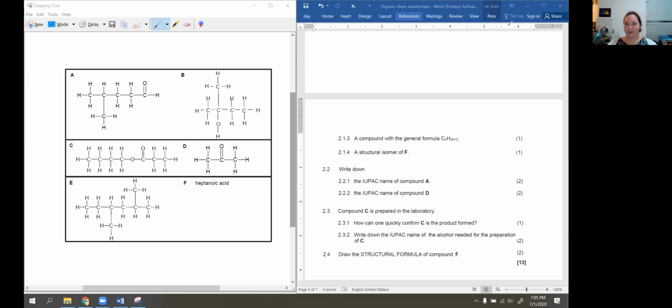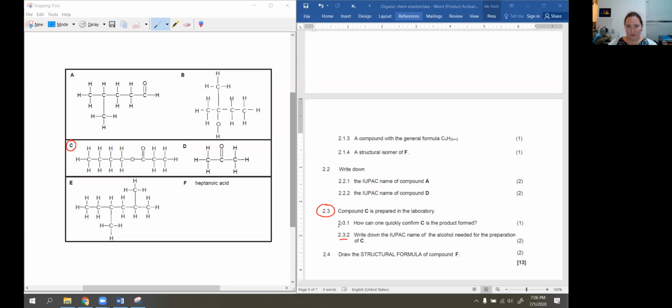All right. The next question, which is 2.3, says compound C is prepared in a laboratory. Once again, it's an ester. So how can one quickly confirm that compound C is the product formed? You're going to have to think a little bit about that. There's something specific about that type of compound that allows you to tell if it's around. I'm being very cryptic here, but I can't give you the answer just yet.